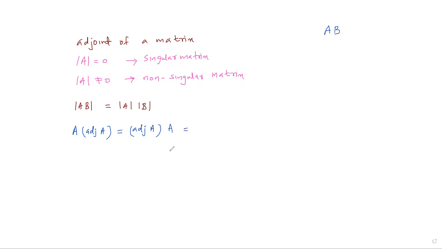When you multiply a matrix and the adjoint of that matrix, you will always get determinant of A into identity matrix. That means a scalar matrix will come, with determinant of A in place of the diagonal elements. This we verified yesterday also.